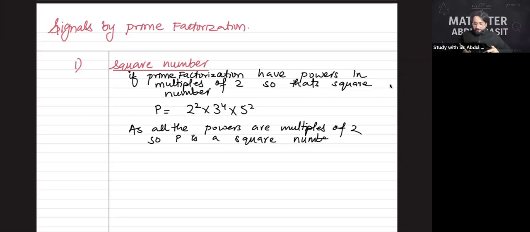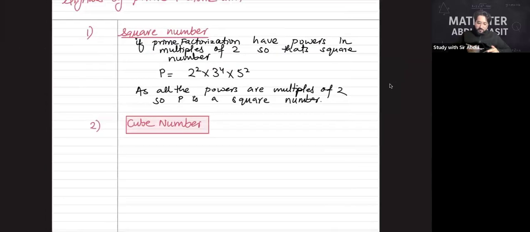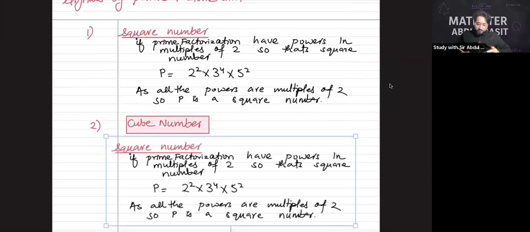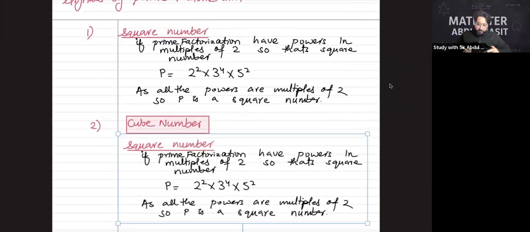Understood, everybody, or not? And the second signal given to you would be a cube number. Everything will be the same, but instead of multiples of 2, it would be multiples of 3 now. I'm not going to waste my time. Let me just copy each and everything, and I will just add something. Just give me a second. Apologies.